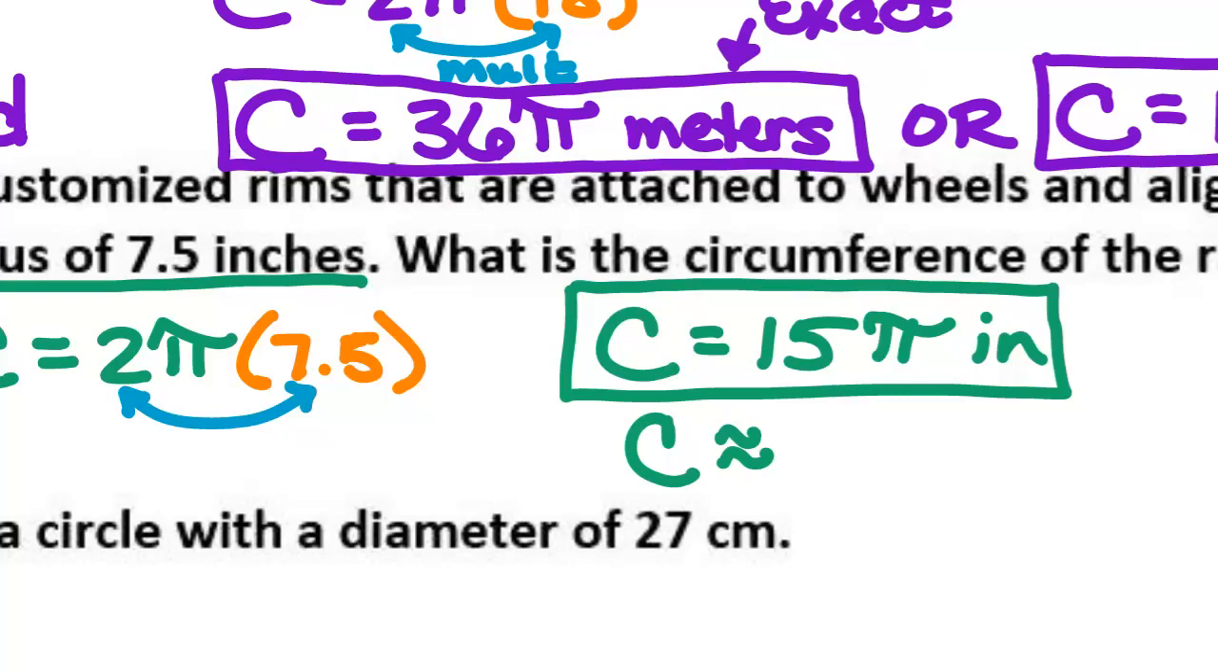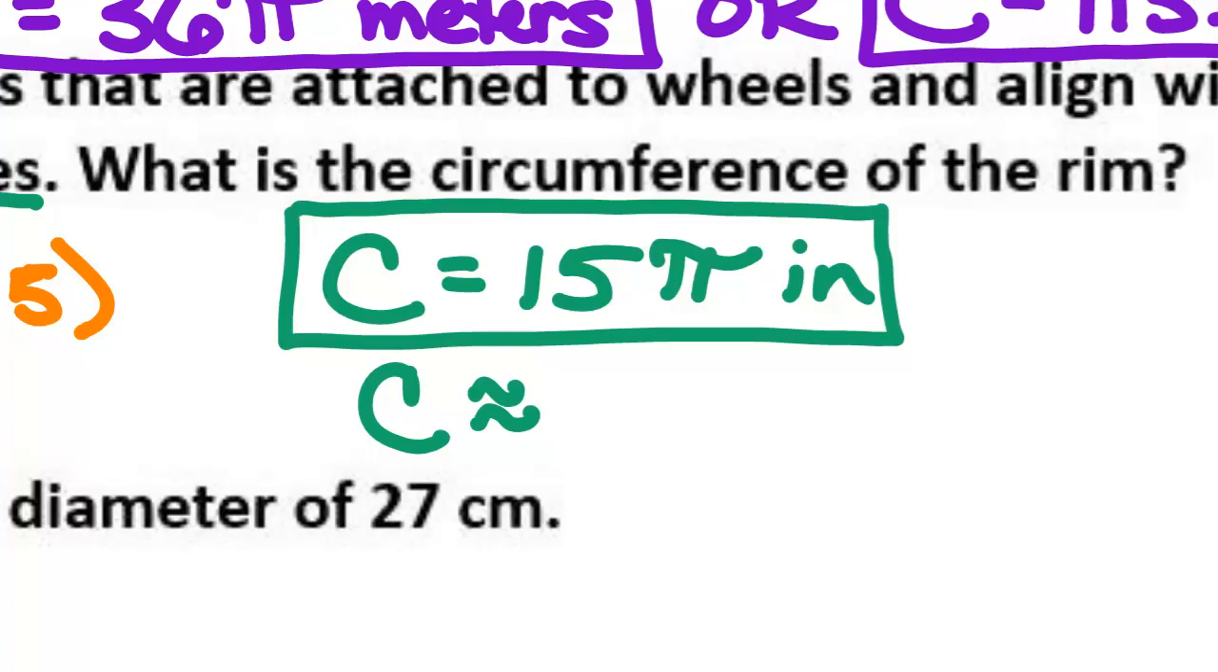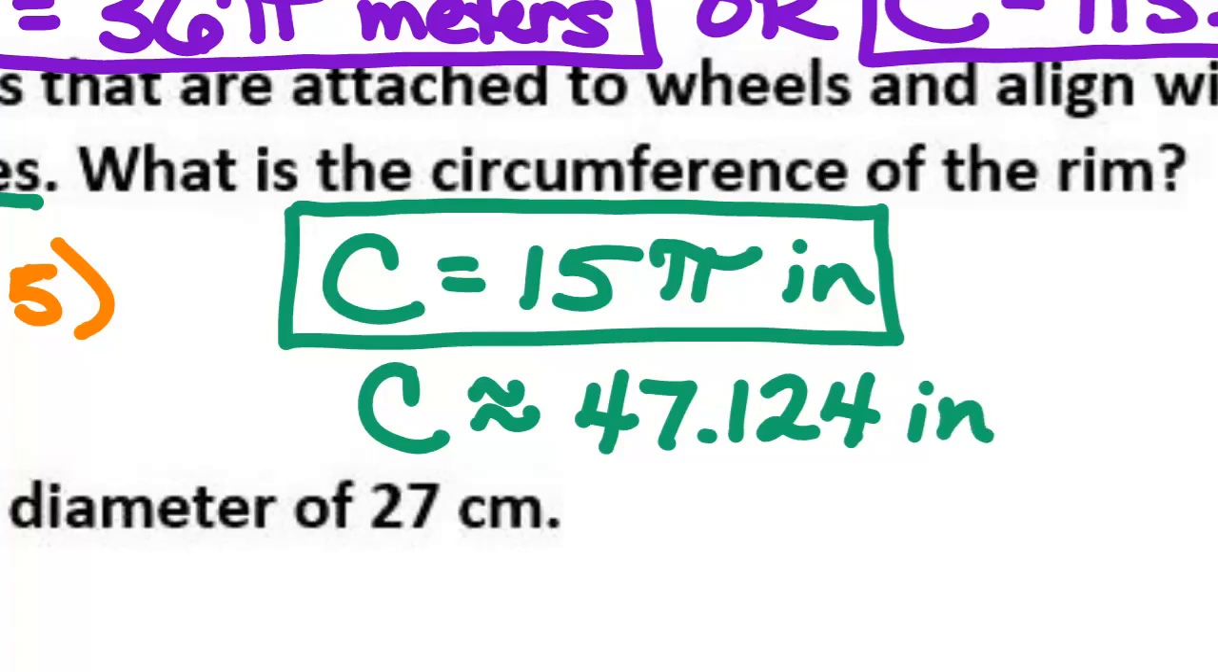What is 15 pi in decimal form? 47 point, I heard 1, 2, and then I didn't hear the third place. 1, 2, 3, or 4, depending on how you round. This one should be rounded up. If you leave it as 1, 2, 3, I'm not going to take off points.